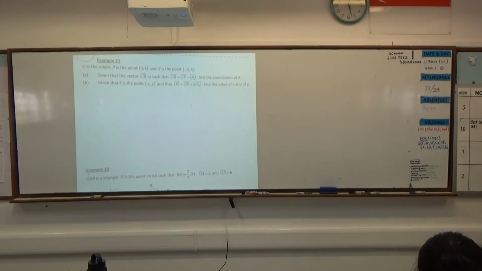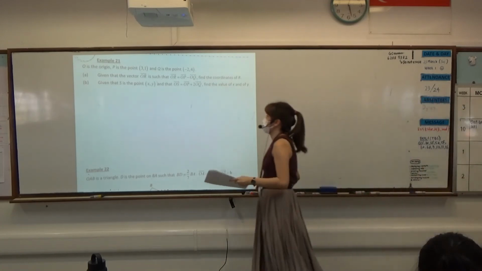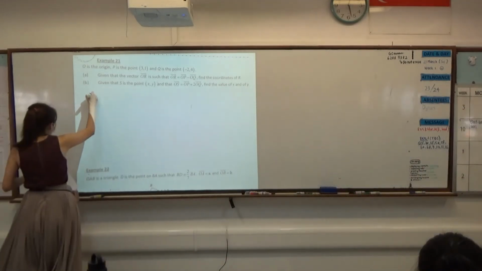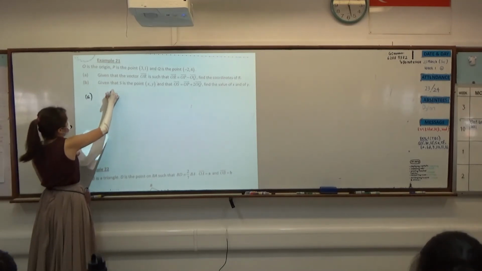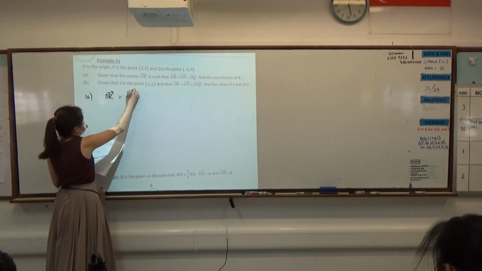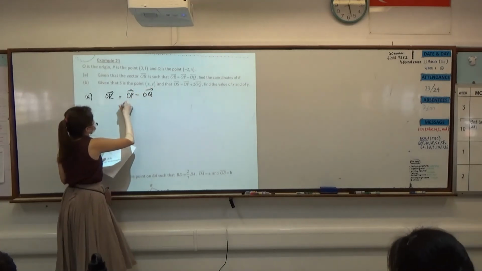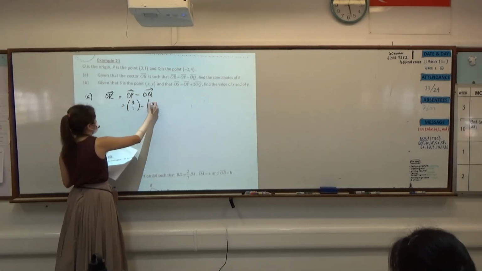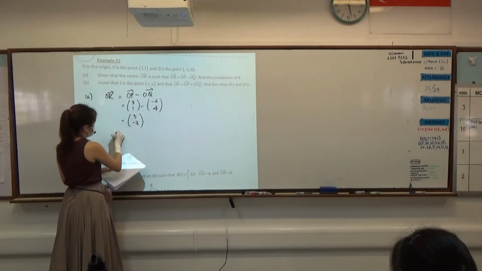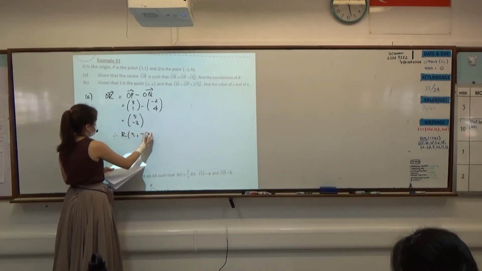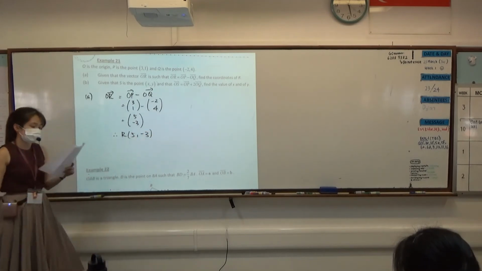Are we done with example 21? Okay, shall we check our answers? Alright, let's take a look at our answer part A. We should all get our coordinates to be 5, negative 3. So OR has been given to you to be OP minus OQ. OP will be 3, 1. OQ is negative 2, 4. So coordinates of R is 5, negative 3.